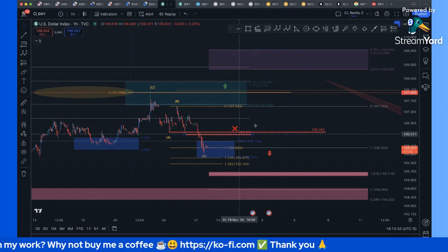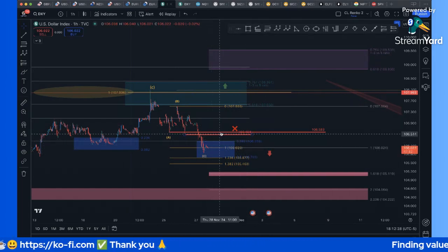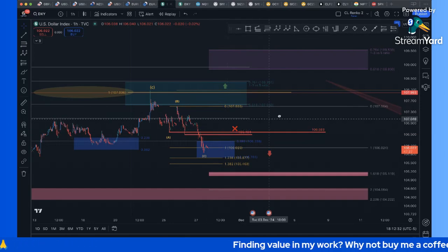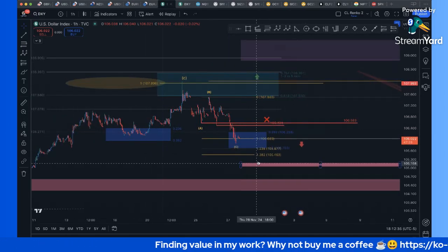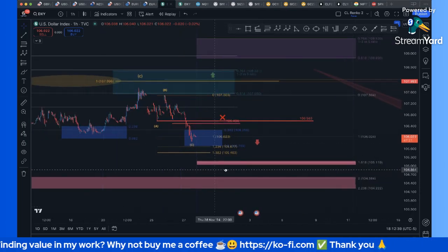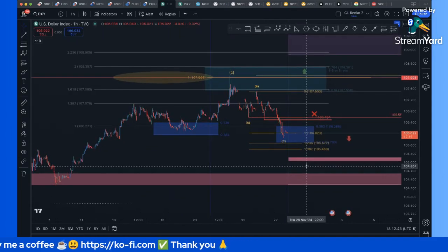Okay, so if you wanted to be short, you could be short anywhere in here, but I would not be trying to short if it's up in here. If anything, you come down, then you can play for a bounce off of this level, which is the 1618. All right. So now that I've overwhelmed you with information, hopefully this is educational and you're getting something out of it.